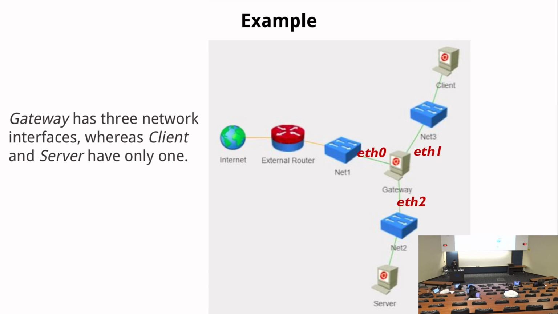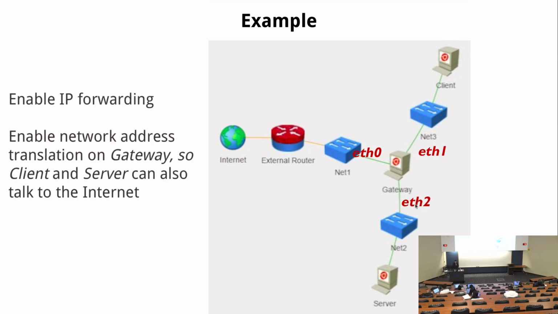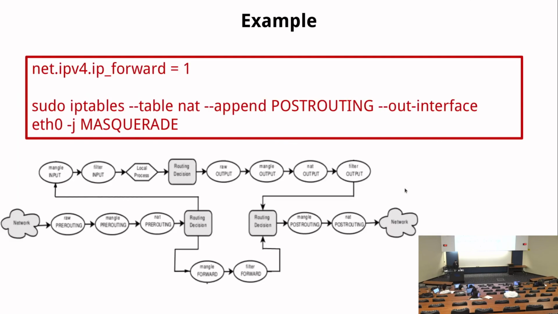So going back to the previous example, we have a gateway. The gateway has 3 network interfaces. Assume they are all Ethernet, then we just call them Ethernet 0, Ethernet 1, and Ethernet 2. Then the gateway will just forward the packets between those networks. Then this is how we are going to set up the iptables.